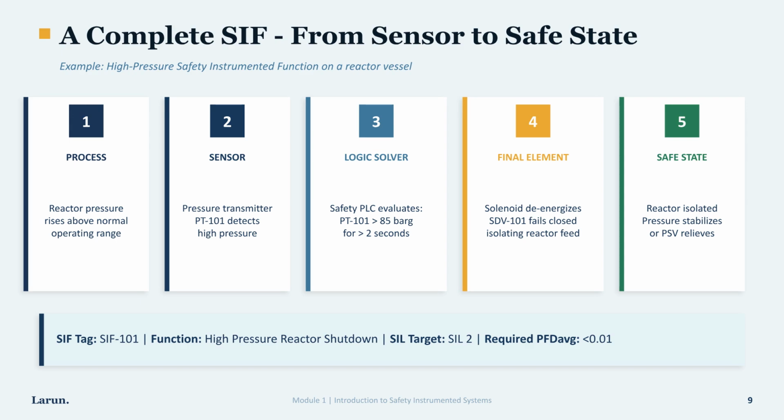Here is an example of a complete SIF in action. When reactor pressure rises above normal, the sensor detects it. The logic solver evaluates the input and initiates the shutdown. The final element acts, isolating the reactor feed, leading the process to a safe state.